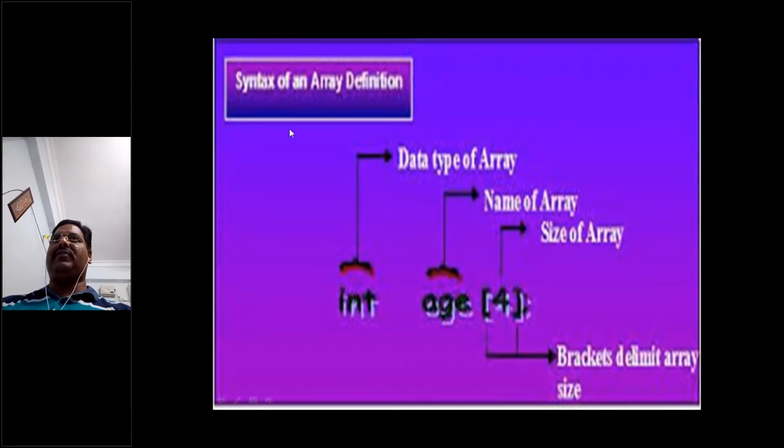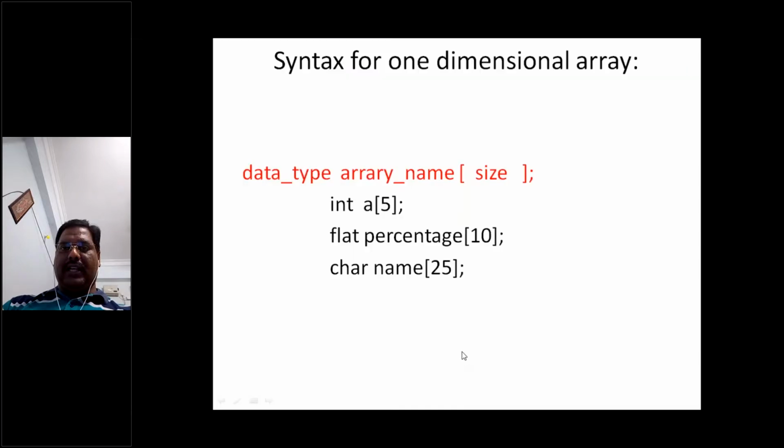So this is the syntax of an array definition: the data type of the array, int, then the name of the array, and the size of the array, which we already discussed, and the brackets that we take. So the simple syntax is the data type, array name, and the size. So int a of 5, this is what we call a declaration, and float percentage of 10, that is also a declaration. The size at the point of declaration is mandatory. The size has to be specified.